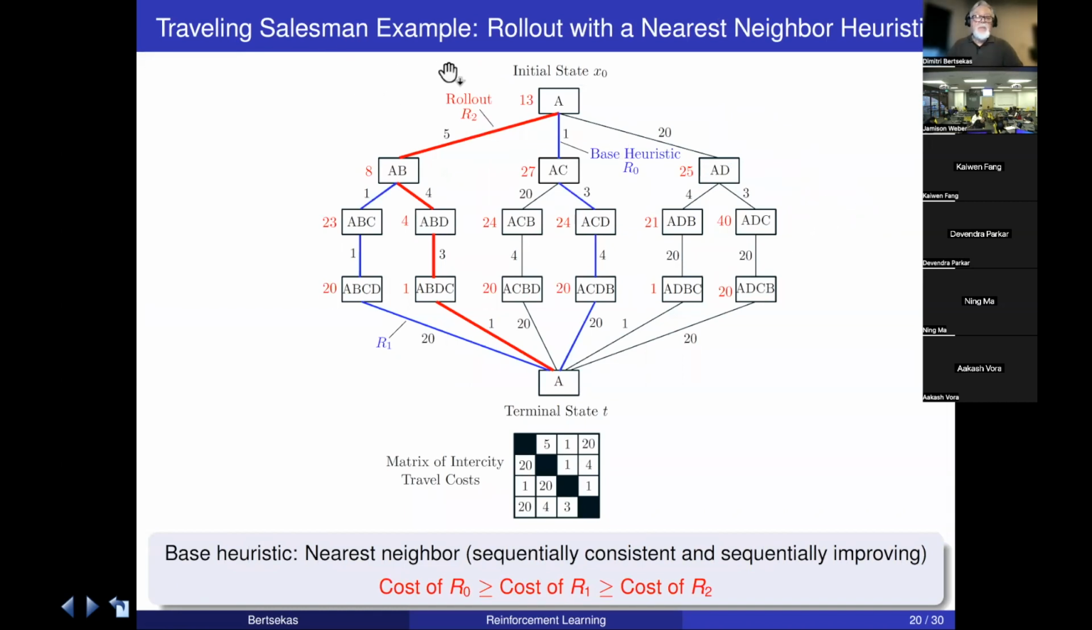So this is familiar. We've gone through this example before. It's a traveling salesman example involving 4 cities. And here's the matrix of intercity travel costs. We formulate this as a 4-stage dynamic programming problem. The black numbers here correspond to the intercity travel costs. And at every stage, we select the next city to go to, start arbitrarily from A, go to AB, AC, or AD, and so on.